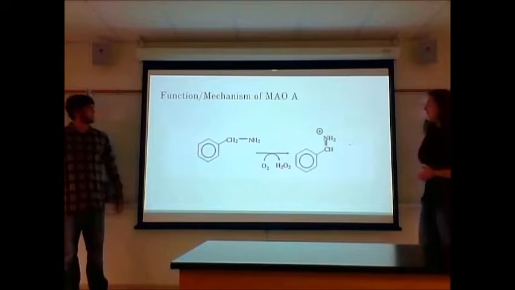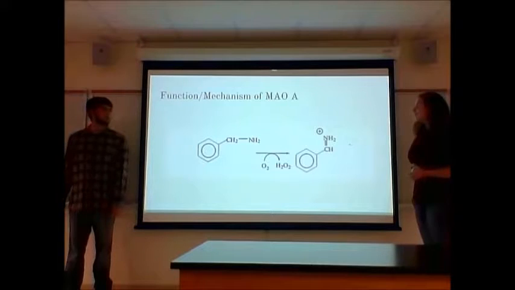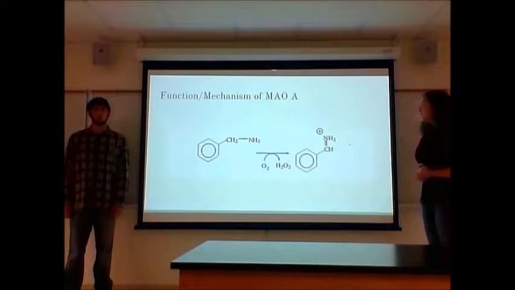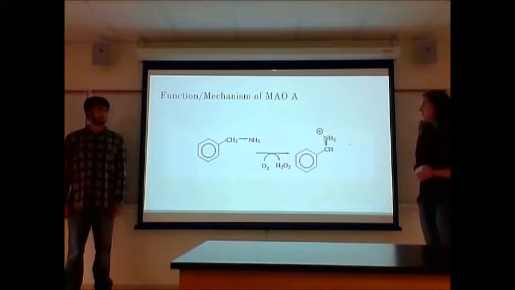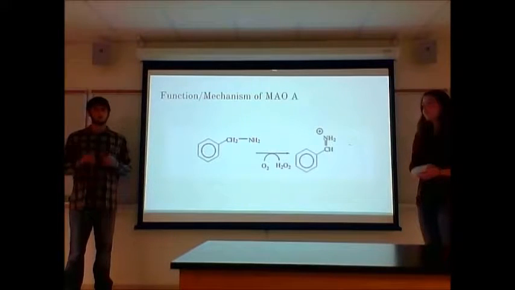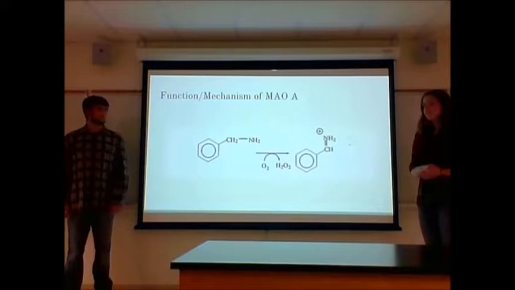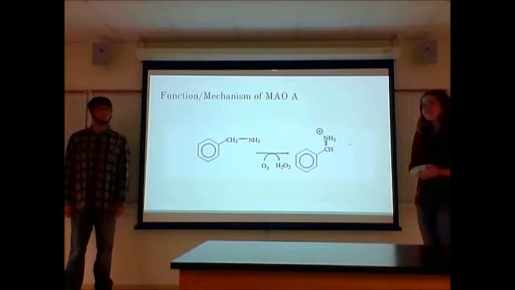So next we're going to talk about the function and mechanism of the enzyme. The function of the enzyme is to break down monoamines in mammals. Monoamines consist of serotonin, dopamine, and norepinephrine. These are important because they're not only mood-regulating chemicals, but they also determine how we interact with our environment.